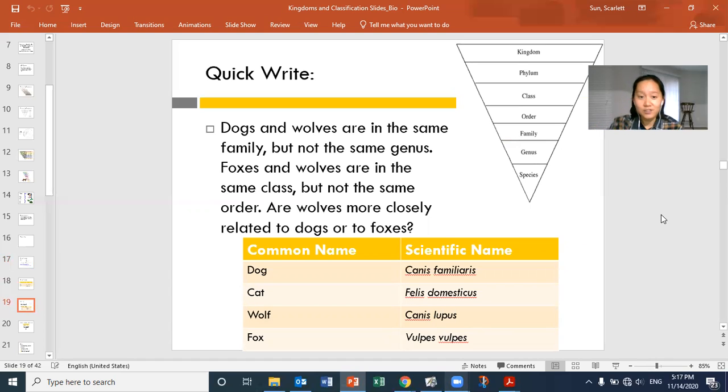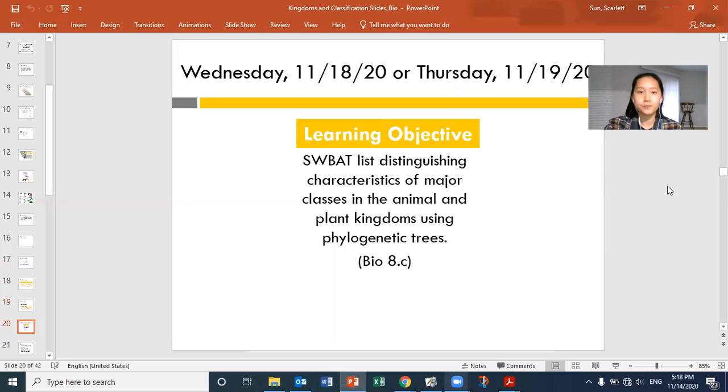Okay. The answer is that wolves are more closely related to dogs because even though they have different species names, they have the same genus. Okay, but foxes have a different species name and a different genus. So their most recent common ancestor is further back than with wolves, right? But they're related because they're both in the same probably family or order, okay?